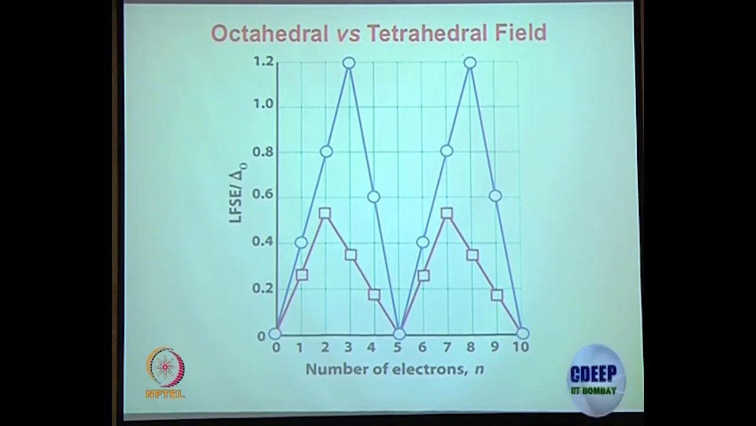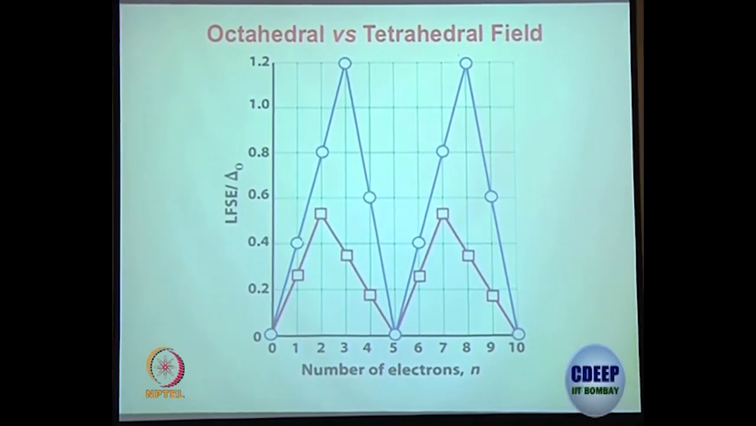Similarly, you can start putting for tetrahedral. For tetrahedral, it is E1, not T, E1, E2. E1 is going to be 6 delta T. If you multiply that 6 delta T by 4/9 of delta 0, you will be able to see that this is the actual difference. This plot actually makes complete sense. With 5 unpaired electrons, if we are comparing high spin octahedral versus high spin tetrahedral, 5 unpaired electrons high spin in octahedral means T2g3, Eg2, total 0.